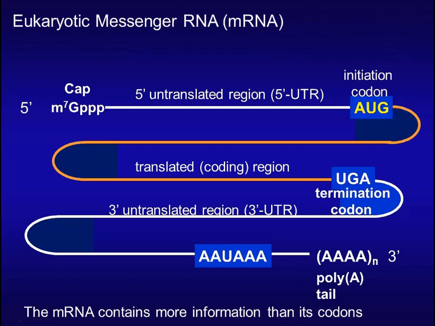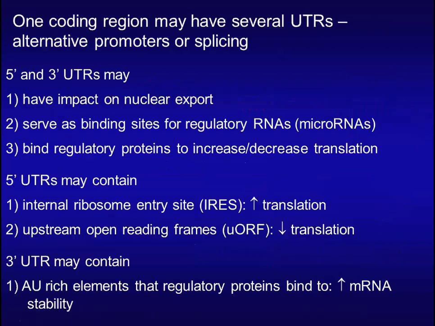Besides codons which are contained in the coding region, eukaryotic mRNA also has a 5' untranslated region or 5' UTR and a 3' UTR that I described to you before. These sequences are also important. For example, 5' UTR and 3' UTR may have impact on nuclear export, may serve as the binding sites for regulatory RNAs, and may bind regulatory proteins to increase or decrease translation.